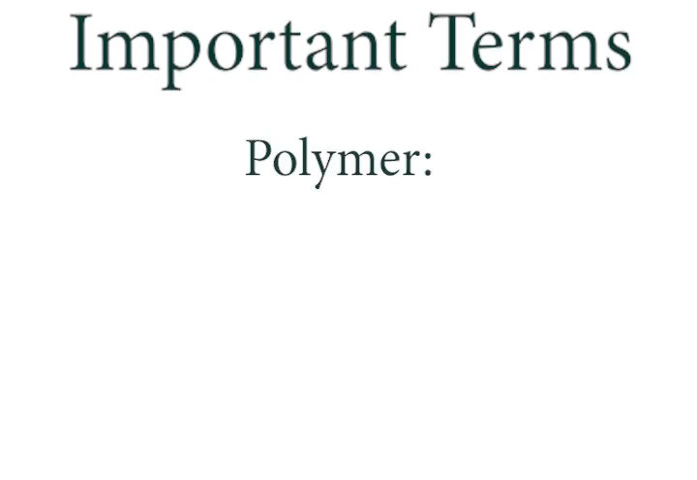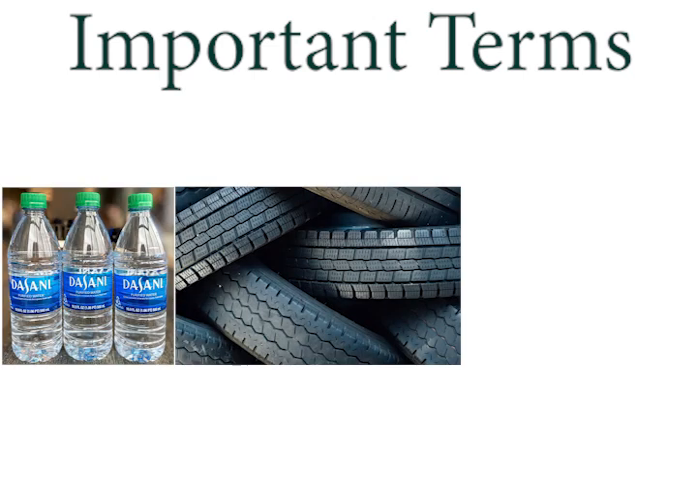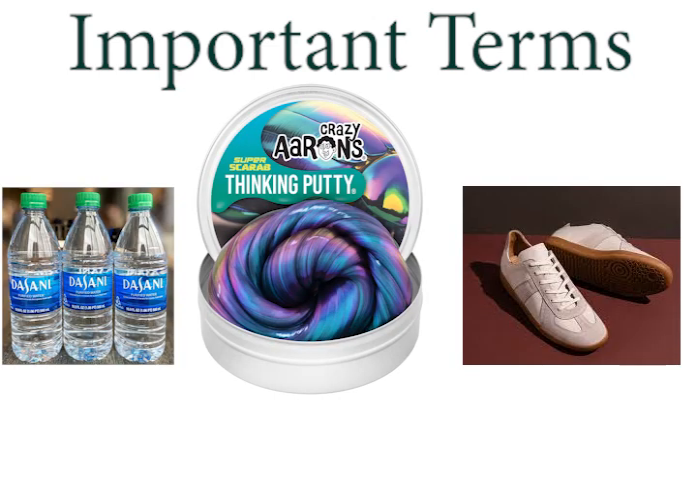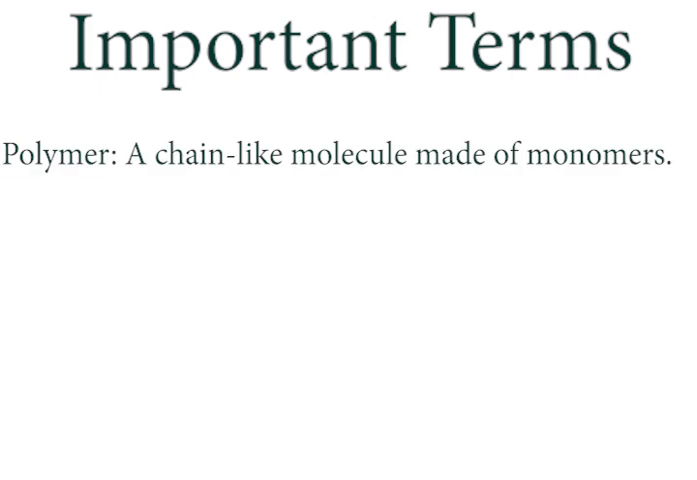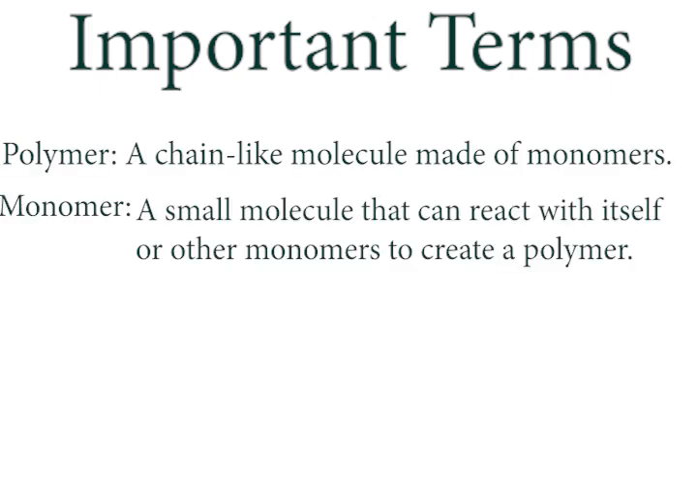A polymer is a chain-like molecule that makes up a lot of our everyday essentials like plastics, rubbers, even the soles of your shoes, and even putty. All are polymers. Now, in order to get to a polymer, we have to start off with a monomer, which is the first building block molecule that can react with itself or other monomers in order to create a larger chain, which creates our polymer.